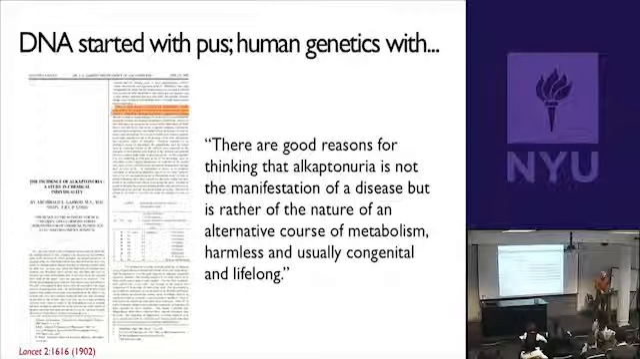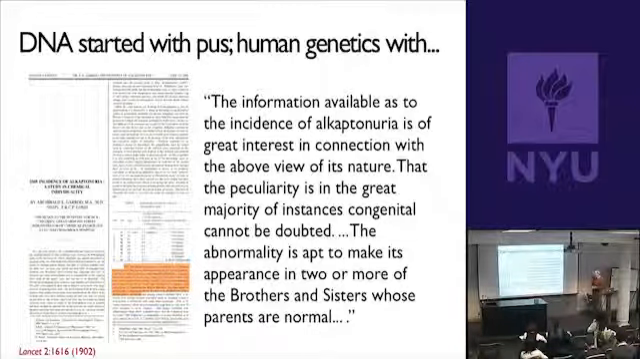How did he recognize that it was actually a genetic disease as opposed to an infection? Well, this is what he said later on in the paper. "The information available as to the incidence of alkaptonuria is of great interest in connection with the above view of its nature, that the peculiarity, that is the disease, is in the great majority of instances congenital, cannot be doubted," that is, people have it from birth.